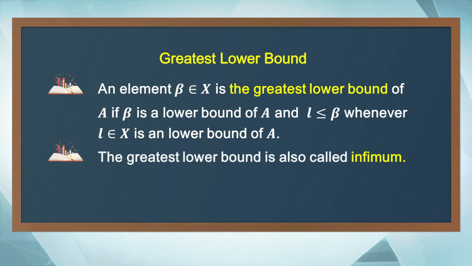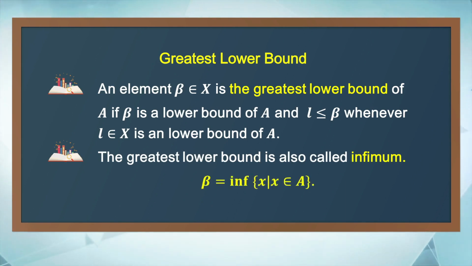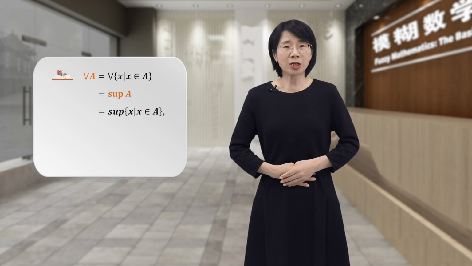The greatest lower bound is also called infimum. The greatest lower bound or infimum is unique when it exists. We write as follows: beta is the infimum of A. We use some terminologies to denote the least upper bound of A, or the supremum of A.